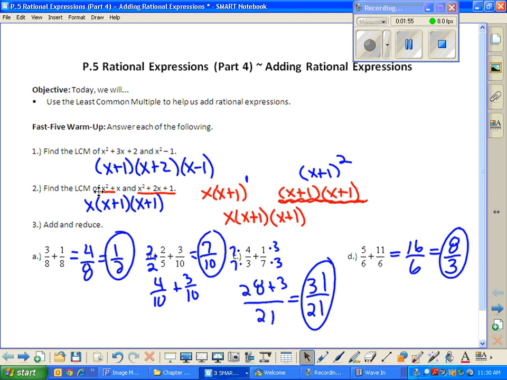Questions about that? Nope. Sweet. Okay. Are there any questions on number 3, parts A through D? Everybody's good with adding and subtracting fractions?